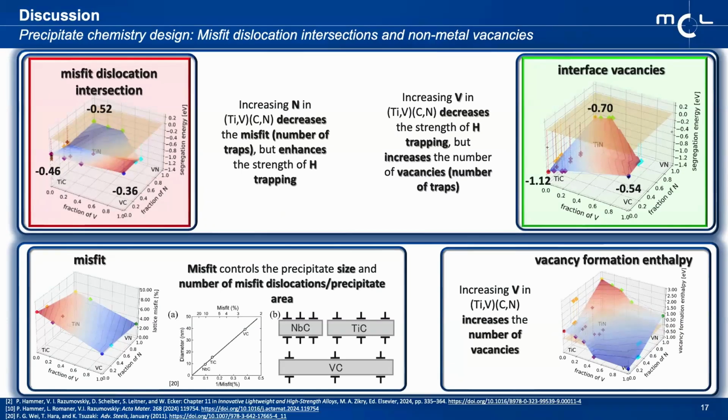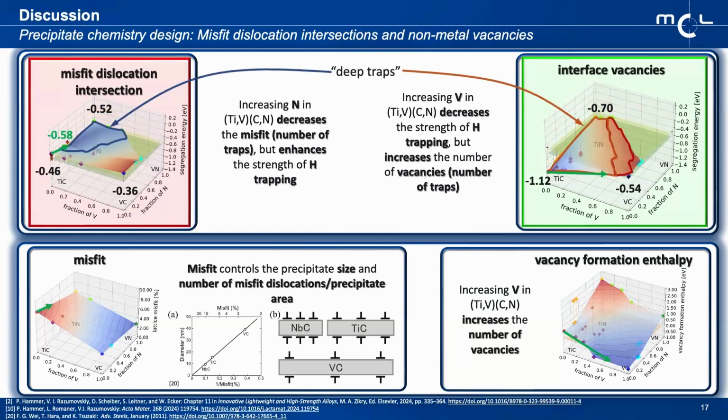As a last thing, I want to quickly showcase how that could be done with the misfit dislocation intersections and the interface vacancies. I want to first focus you on the left side here, the dislocation intersections. I also shift the plane to 0.5 eV, what we would probably think of as deep trapping. Marked here is the area of deep hydrogen trapping, and you can see, starting from titanium carbide, it's close, but it's not a deep trap. So if we allow a little bit of nitrogen, we can make the misfit dislocation intersection a deep trap.